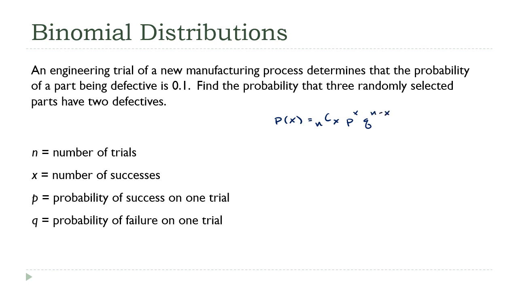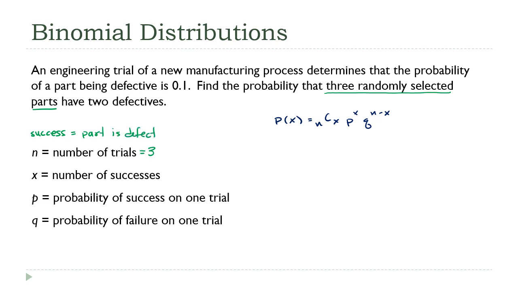And what I do is I write down all my variables, right? There's N, X, P, and Q, and then I go back to the question and I read it through and I pick out all of the values. So let's see, the number of trials, that is the number of parts that we're selecting, right? So that's going to be 3. We're looking for the probability of a certain number of defectives. So let's actually add that up here. A success in this scenario is a part that is defective.